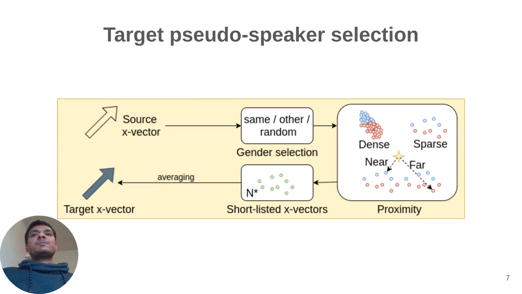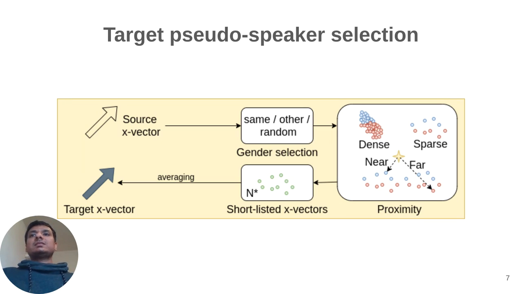Gender selection is the method which attributes a gender identity to the target pseudo speaker. It can be same as the source speaker. It can be opposite to the source, or gender selected at random. Second is proximity. Proximity is the precise location where we map the target pseudo speaker. For that purpose, we identify certain regions in the X vector space, such as dense or sparse regions, or it can be relative to the source speaker, like near or far from the source.